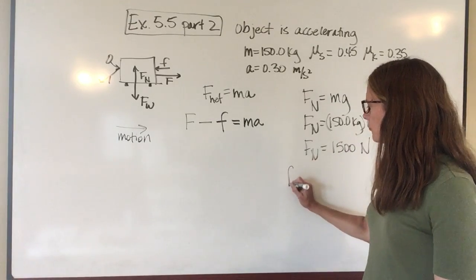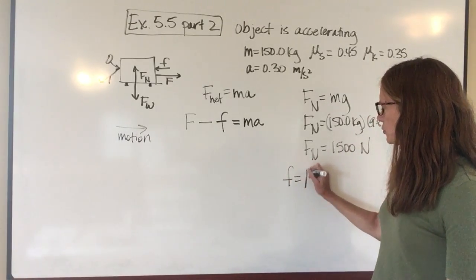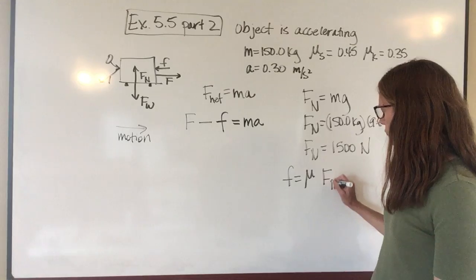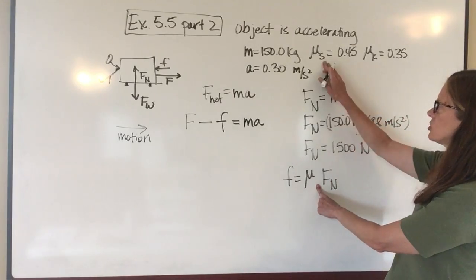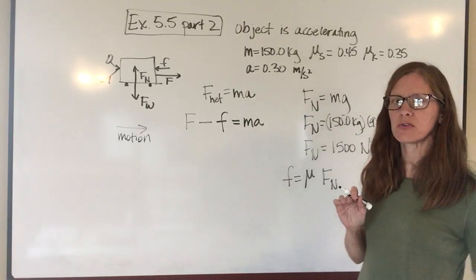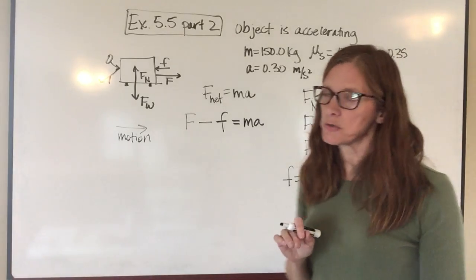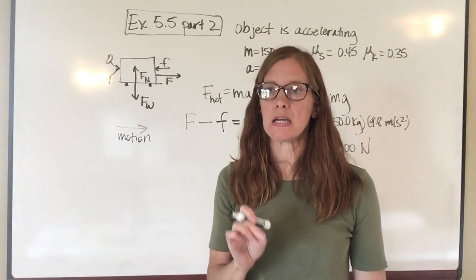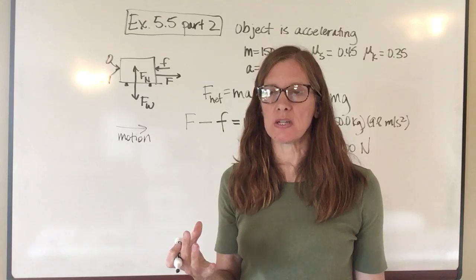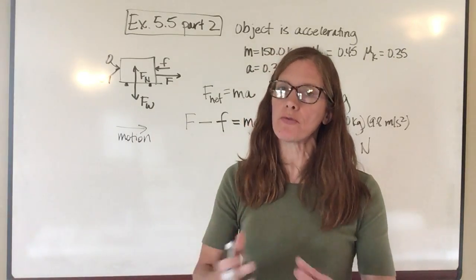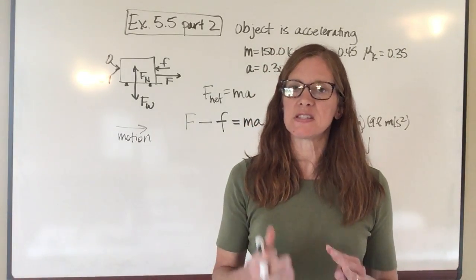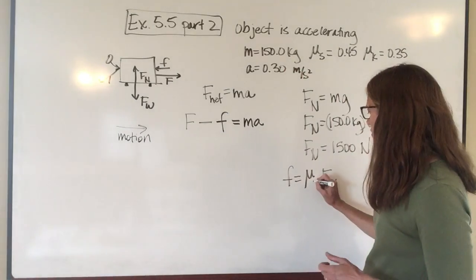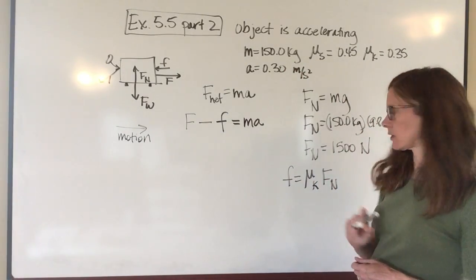So my frictional force is going to be equal to mu times the normal force. Now, do I want the coefficient of static friction or the coefficient of kinetic friction? Is the object moving? It is moving. He already has it moving because we've been told that it's accelerating. So he's already overcome the static friction. So now he just has to overcome kinetic friction.